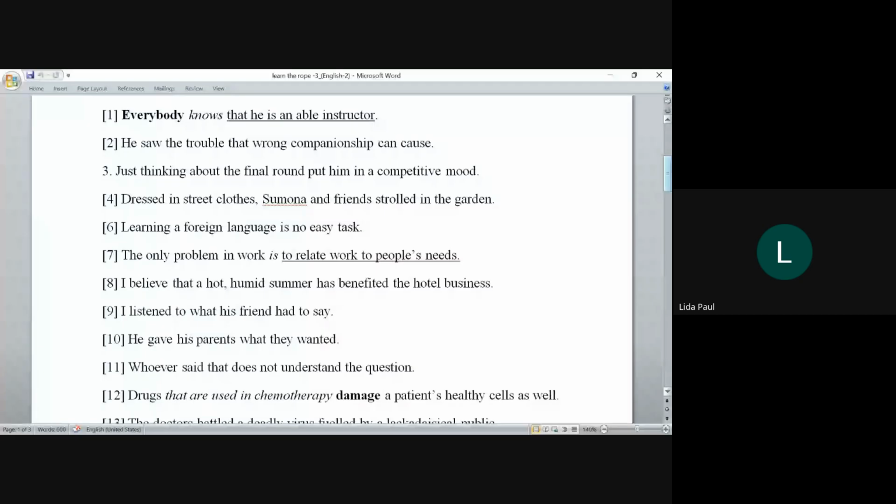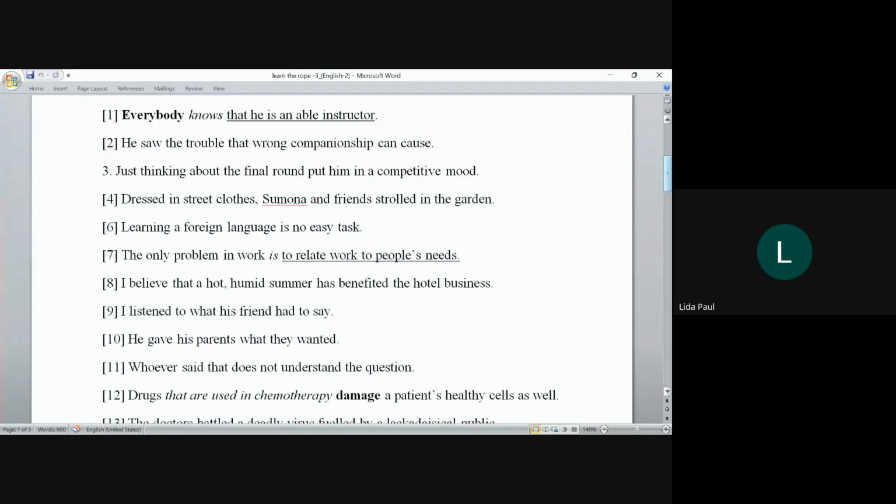That he's an able instructor. Others? I think it's adverbial. Okay. So now we only have, ma'am, noun. You've given all the answers. Which is the actual answer? Adverb. This is a noun clause.